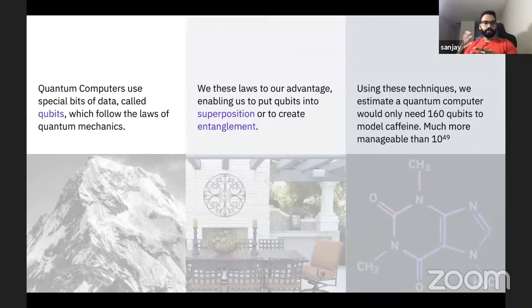A quantum computer uses a special bit of data, which we call a qubit, which follows the laws of quantum mechanics. We use these laws to our advantage, enabling us to put qubits into superposition or to create entanglement. Using all the techniques that I described in the previous slides, we can estimate that a quantum computer would require only 160 qubits to model caffeine, which is much more manageable than 10 to the 49. So with 160 qubits, I'll be easily able to manage the caffeine molecule, and it is much easier and much faster than a classical computer.